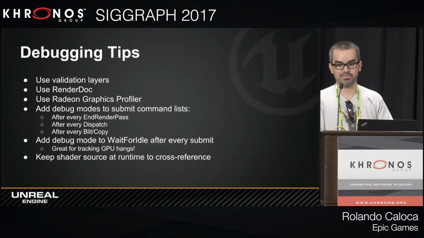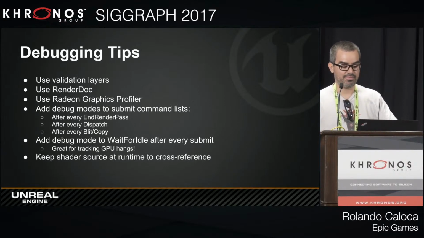That allows us to not have to build the code to test the GPU feature on a console, so we could see the timeline of what the GPU is actually doing and how much time it's taking. We just do it directly on the PC. And then the last two things. These debug modes to submit command lists, I highly encourage you to add them. Basically, you can submit after every render pass, after every dispatch, and after every blit and copy.